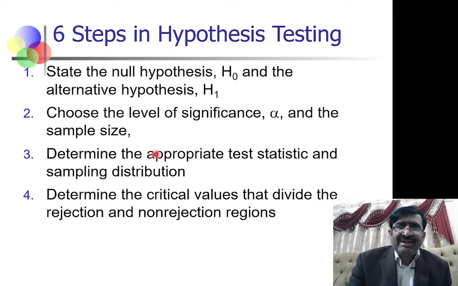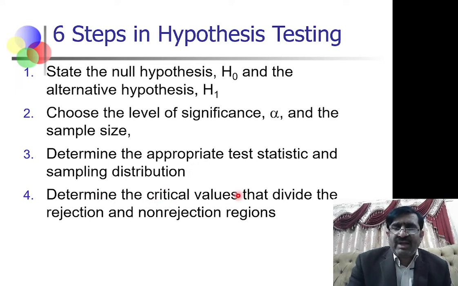Now we apply the different test statistics and the sample distribution. This sample distribution will tell us which test statistic to apply. Either it is the normal distribution, that is the Z distribution, or T, or some other distribution, and accordingly we will apply it.